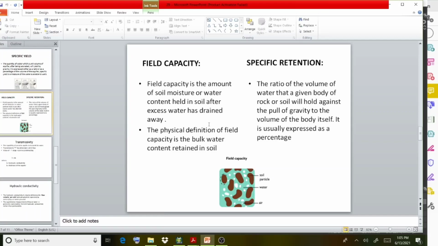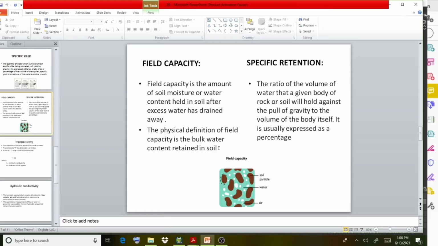If you consider a soil, how much water it holds after excess water has been removed, that quantity we measure as field capacity. The physical definition of field capacity is the bulk water content retained in soil. How much water it retains, that is field capacity.